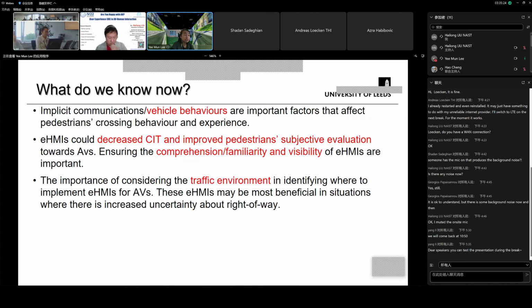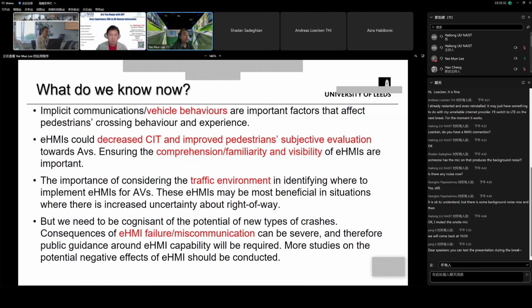We need to consider traffic environment, because there are some situations where eHMI is more useful than others. And eHMI failure or miscommunication has to be taken very good care of, because we don't want situations where it either collides with pedestrians or other road users, or situations where people start to not trust the explicit communication being given by the vehicle, because what's the point of it then? Think a bit more about long-term effects, how people adapt their behavior, how people learn this kind of information, and how people are going to change their behavior as time goes.